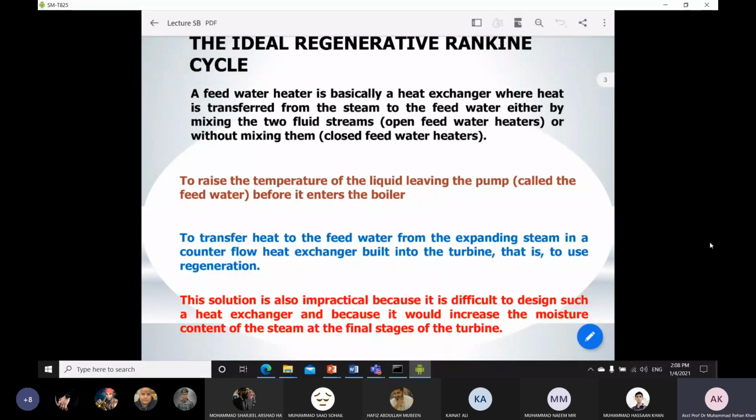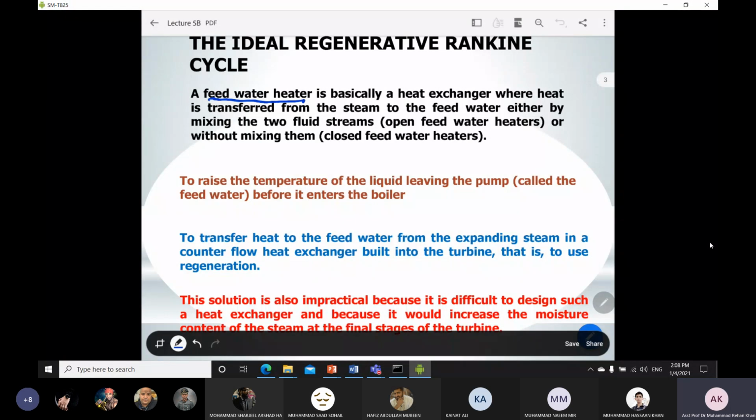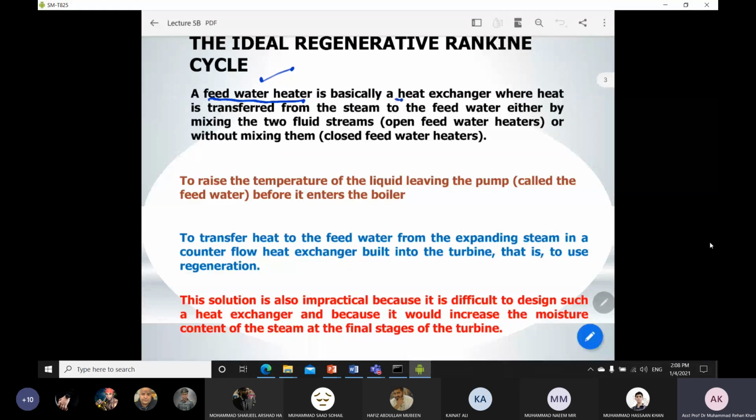Next we will see the advantages of regeneration in the vapor power cycle. The first important thing is the feed water heater. Whenever you talk about the regenerative Rankine cycle, there is a feed water heater which we have to install in addition to the four components: the boiler, the turbine, the condenser, and the pump. The feed water heater is basically a heat exchanger where heat is transferred from the steam to the feed water, either by mixing the two fluid streams, which is called an open feed water heater, or without mixing, which is called a closed feed water heater.